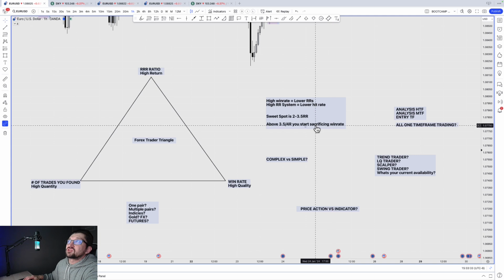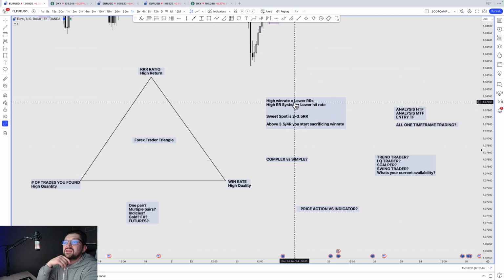The last thing I want to mention too is, let's say you have a system where you can hit 10 Rs, but it's only like a 20% hit rate. Or let's say you have a system where you can hit two Rs, but you're hitting 70%. If you're going with the first system, you're going to risk a way lower amount because your hit rate's low and you have to protect your account.